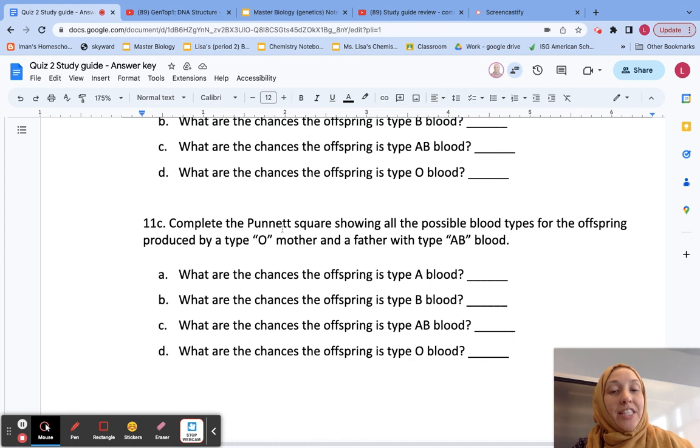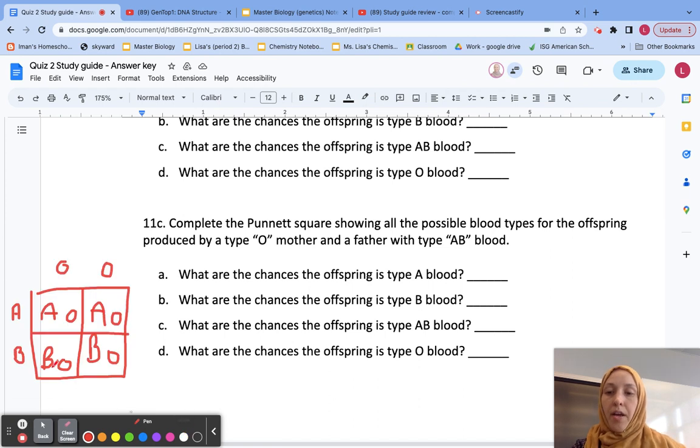Now, complete the Punnett square showing all the possible blood types for the offspring produced by a type O mother and a father with type AB blood. Go ahead, you try. First, pause the video and you try. Try to make that Punnett square. Okay, what do I have here? I have 50% what? A blood, 50% B. Do I have any AB? No. 0% chance AB. What about O? 0% chance O.